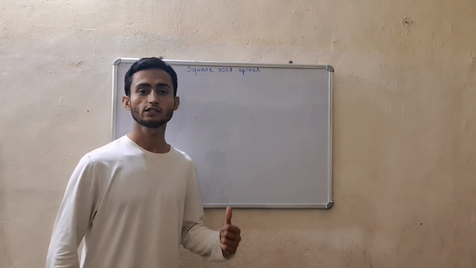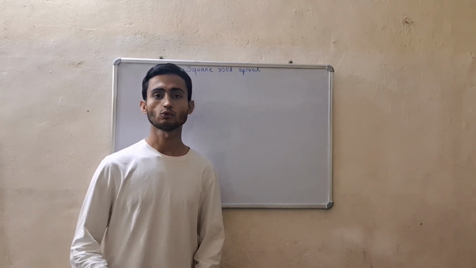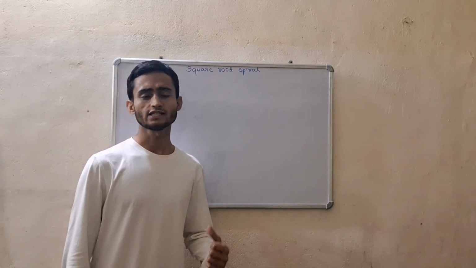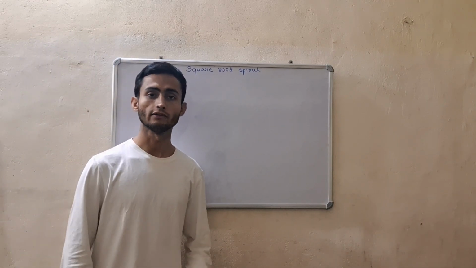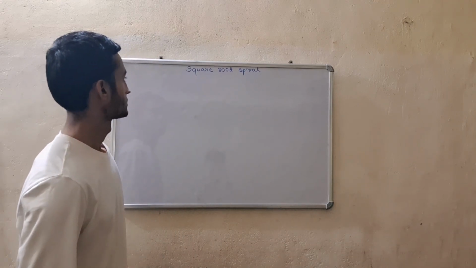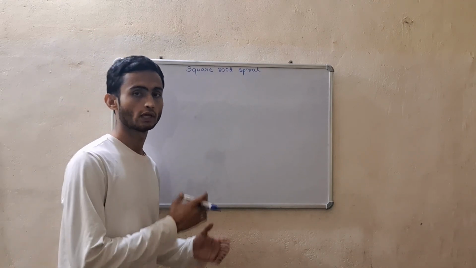Hi, in this video, I'm going to explain how to construct a square root spiral. This activity helps you visualize irrational numbers in a better way. So let me get straight into it.